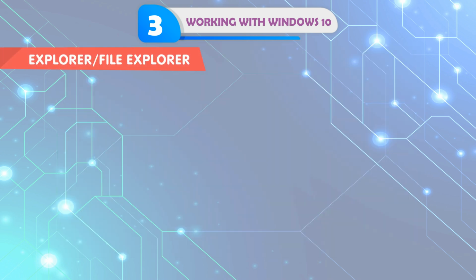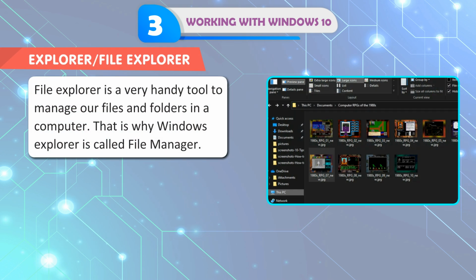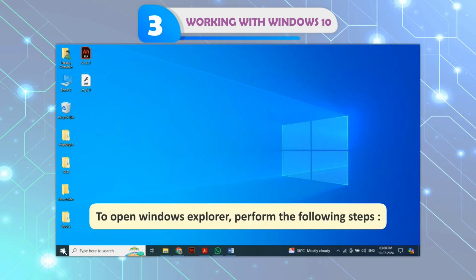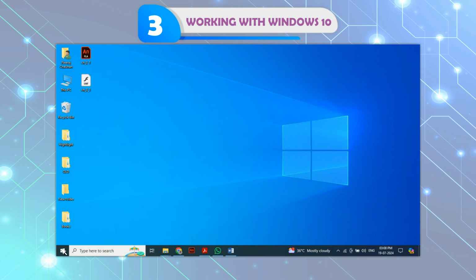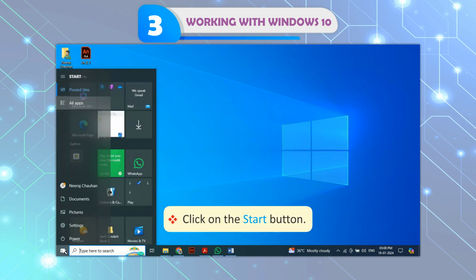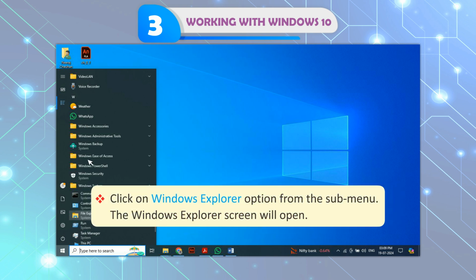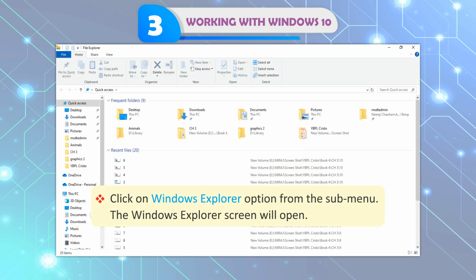Explorer or File Explorer. File Explorer is a very handy tool to manage our files and folders in a computer. That is why Windows Explorer is called File Manager. To open Windows Explorer, perform the following steps. Click on the Start button. Click on the All Programs option. Click on Accessories option from the menu. Click on Windows Explorer option from the sub-menu. The Windows Explorer screen will open.